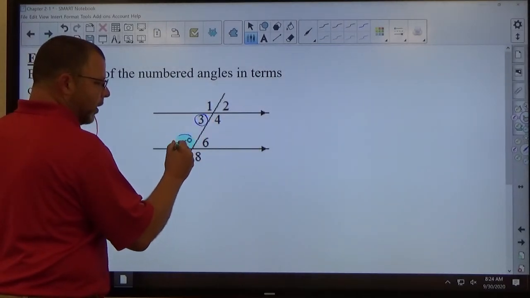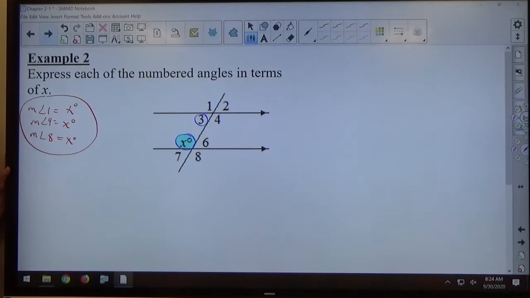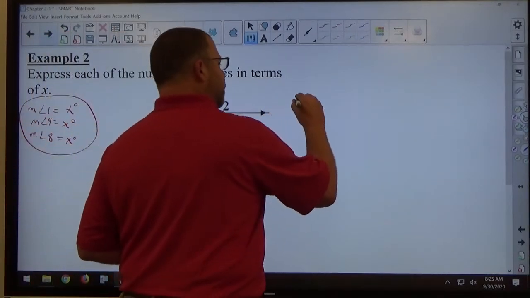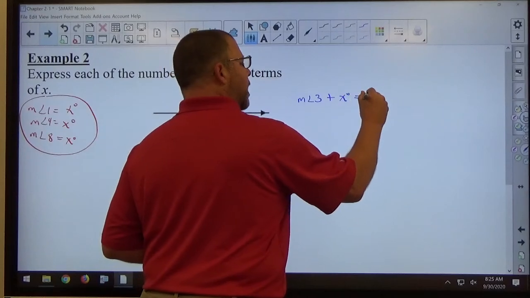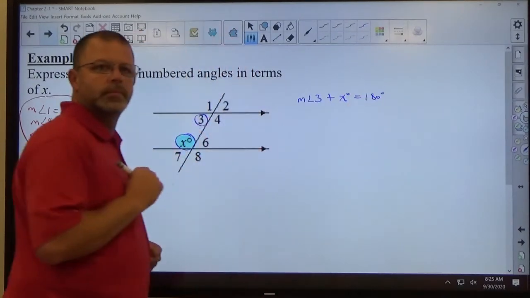Angle 3 and angle x are consecutive interior angles, right? Consecutive interior, they're both interior angles, they're both on the same side of the transversal. What's true about those two angles? They equal 180, right? So if I take the measure of angle 3 that we don't know, and we add x degrees to it, it should add up to 180 degrees, right?